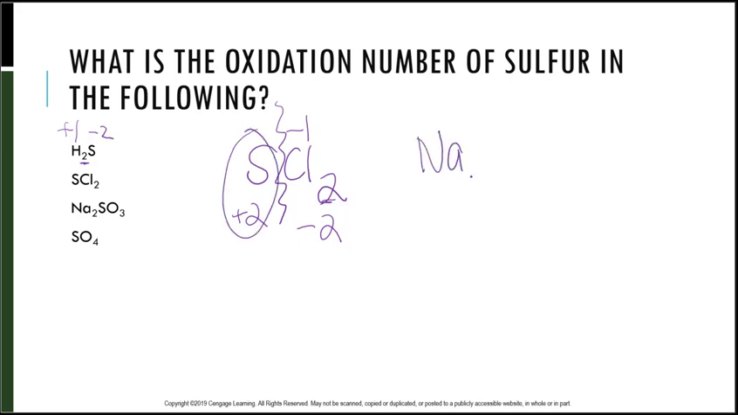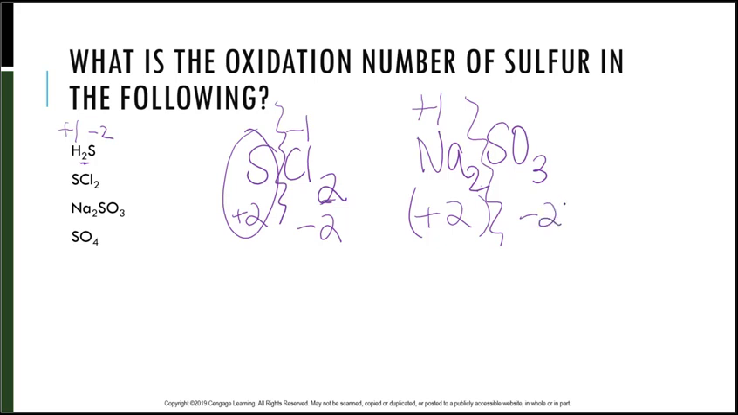What about Na2SO3? Okay, well, we know Na is in that very first group, my alkali metals, and they're always positive 1. And I have 2 positive 1s, so this half of my compound is plus 2. So this half of my compound must be negative 2.